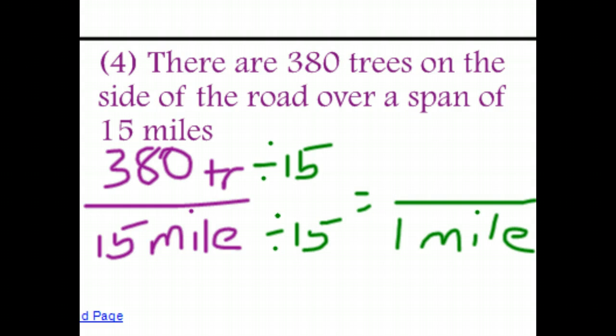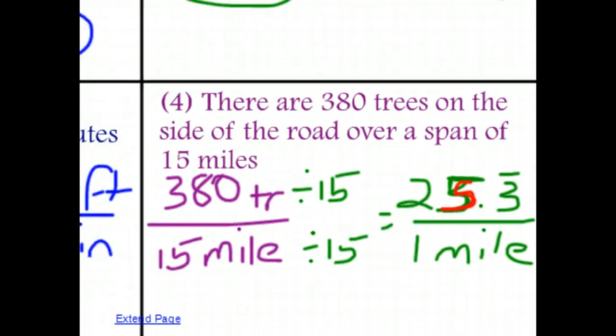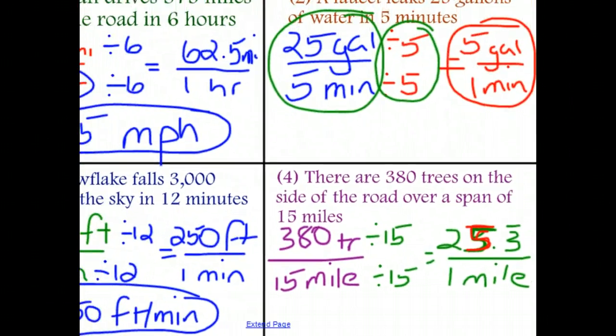And so when we divide 380 by 15, we get a bit more of an interesting idea. When we get through the long division, 15 into 38 becomes a 2. 80 becomes a 3. And then we get to a 5, and that repeats over and over, not as a 23.3, but as a 25.3. So 25 with a 3 repeating, 25 and a third trees every mile.